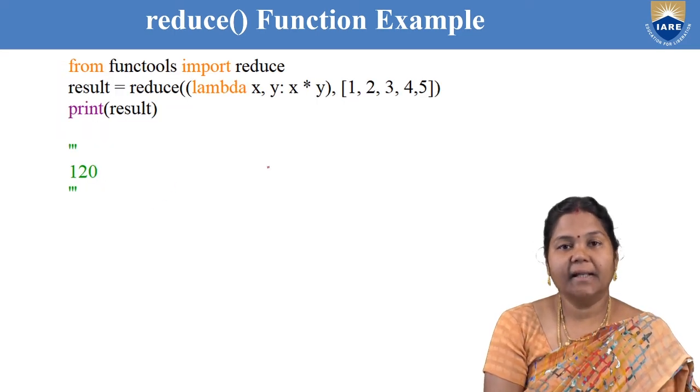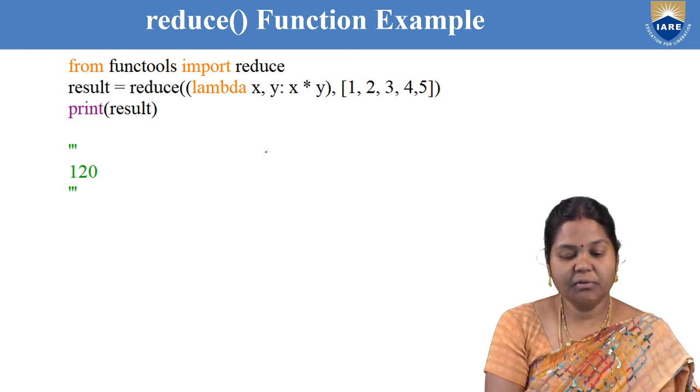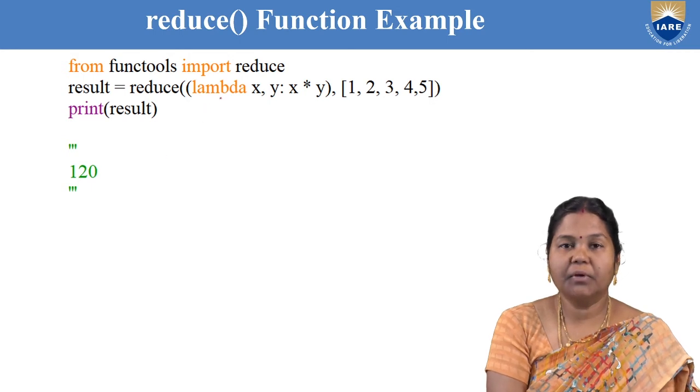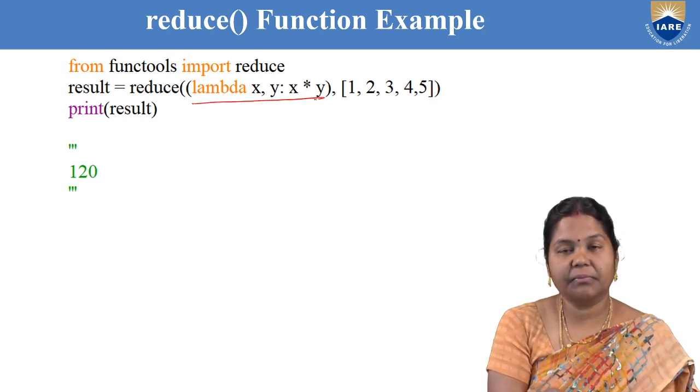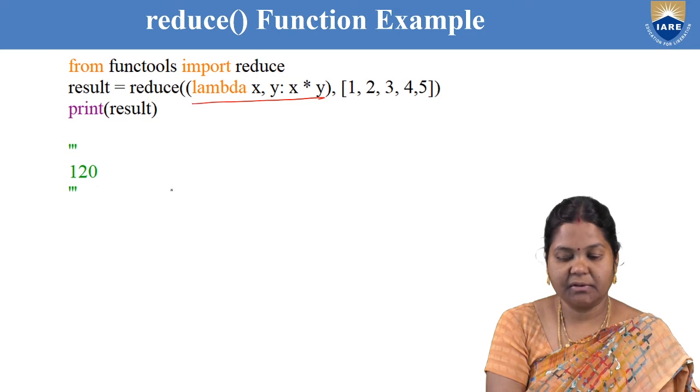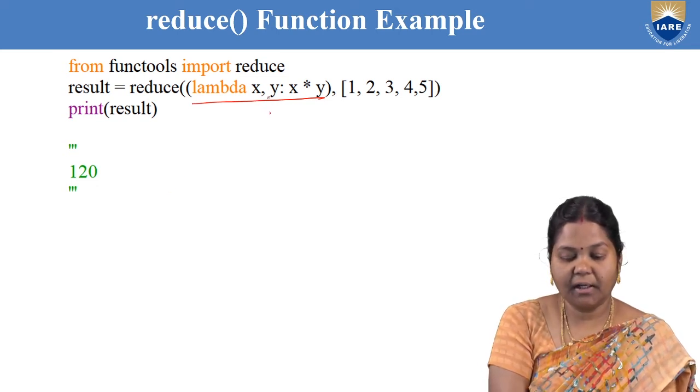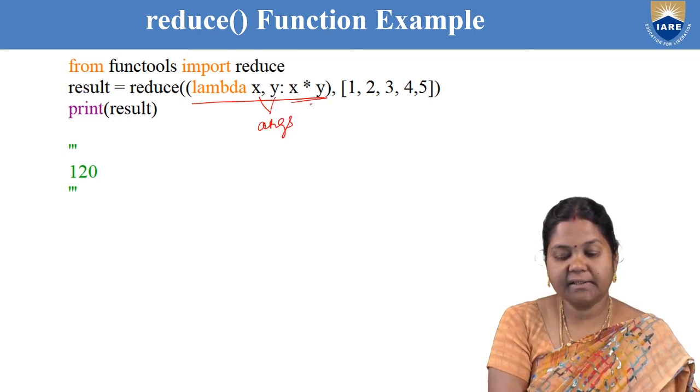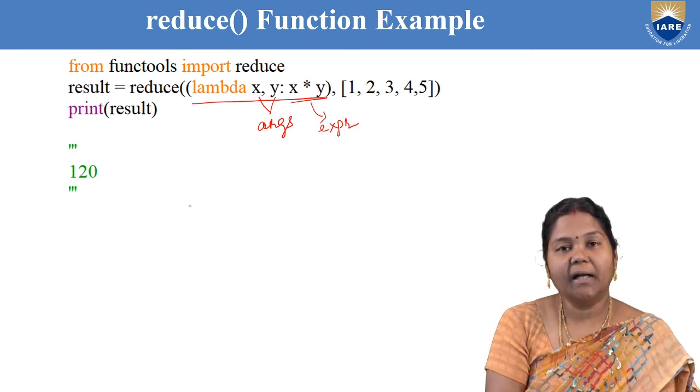Now let us see another example of the reduce function. First import the reduce function, from functools import reduce, and here we have taken the function as our lambda function, or an anonymous function. The function takes 2 arguments at a time. x and y are the 2 arguments to the function, and the expression is x into y. Take 2 arguments and multiply.